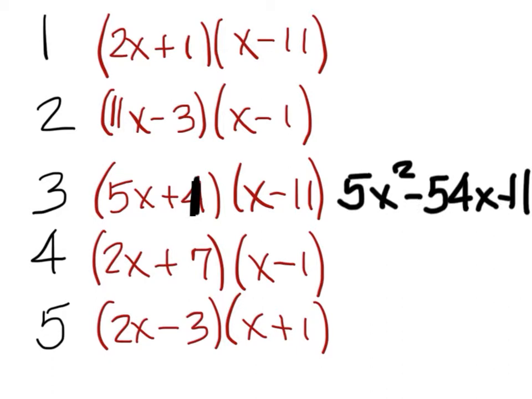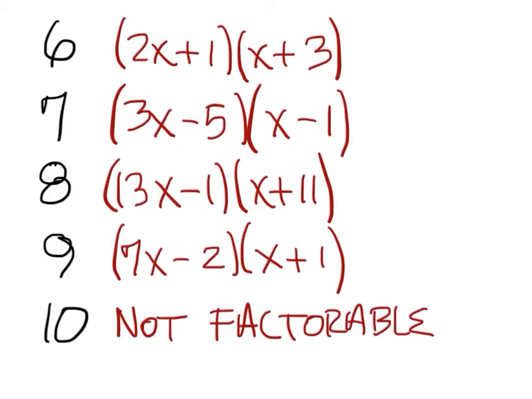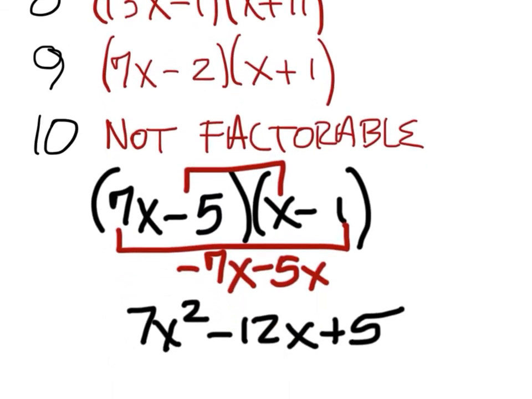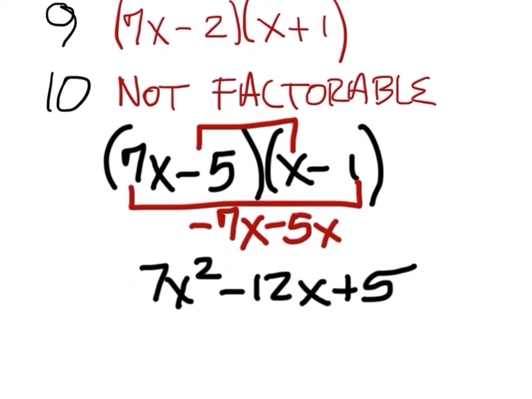Alright, on number 3, that should have been 5x plus 1, and there's another one on number 10. And 6 through 10. Number 10 was not factorable. It turned out to be this.